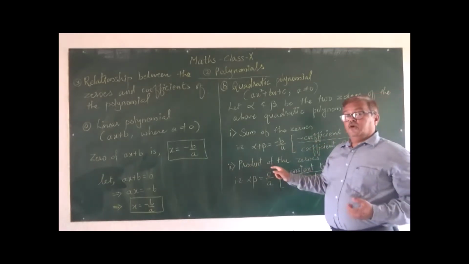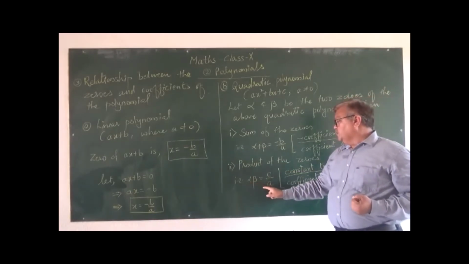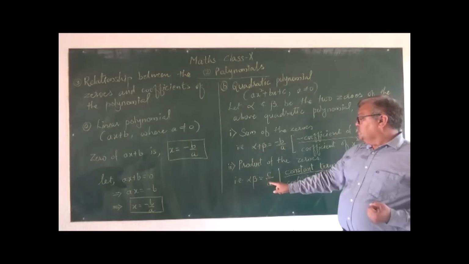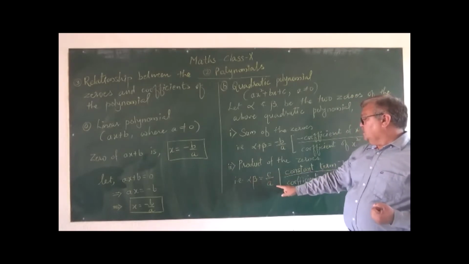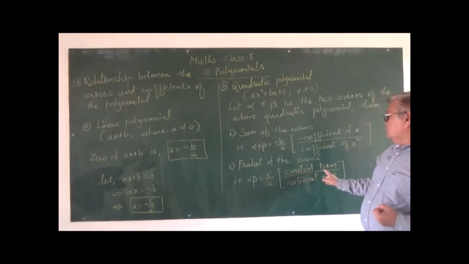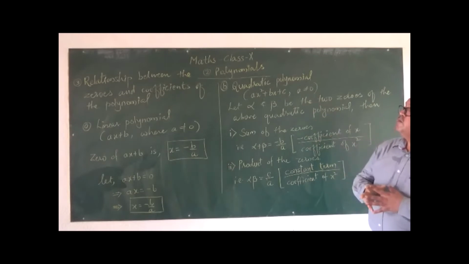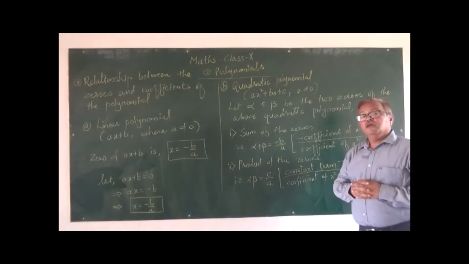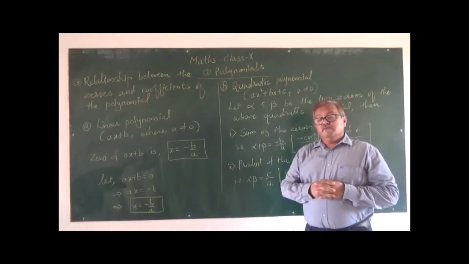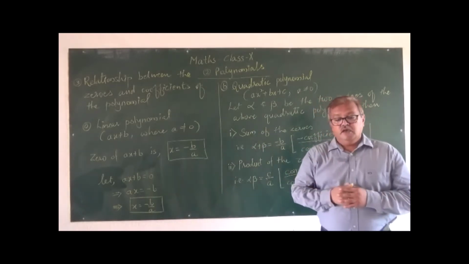Let us see the product of the zeros, that is alpha into beta. What is the relation? Alpha into beta can be expressed as c upon a. What is c? c is the constant term. So constant term upon coefficient of x square. So this is the relationship between the zeros and coefficients of the polynomials. Let us see now an exercise based on this theory.